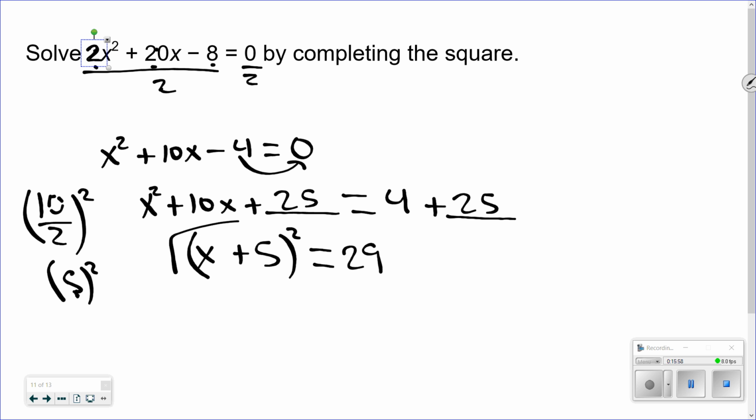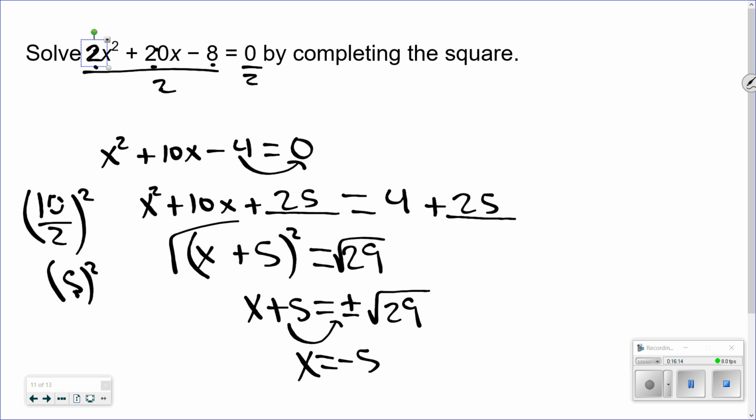So take the square root of both sides. x plus 5 equals plus or minus square root of 29. Square root of 29 does not come out evenly, so I'm just going to leave it like that. Let's move the 5 over. So negative 5 plus or minus square root of 29. Now, if we can simplify the square root of 29, we should. But if we do our little tree diagram, my 29 is prime. It doesn't factor. So that's my answer.